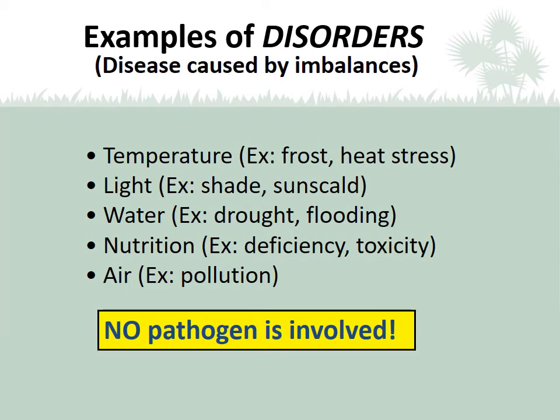Talk about plant disorders. Plant disorders can come from a myriad of causes, including temperature change, light change, water deficiency, nutrient deficiency, or air pollution. These diseases are caused by imbalances. The temperature changes relate to frost or heat stress.